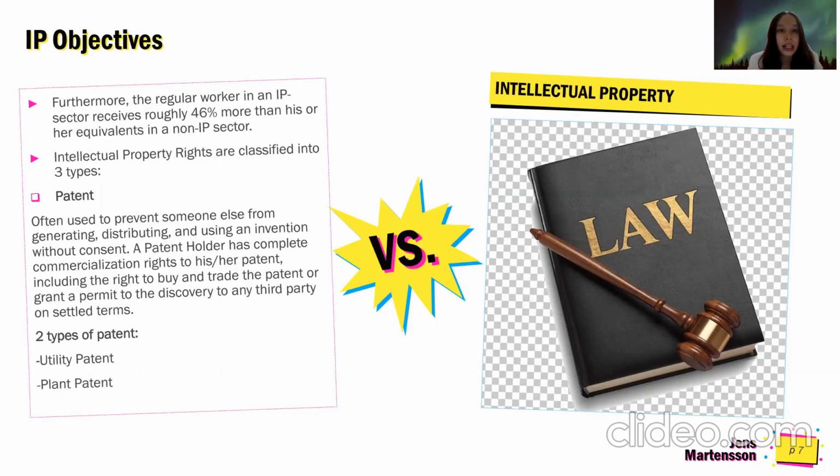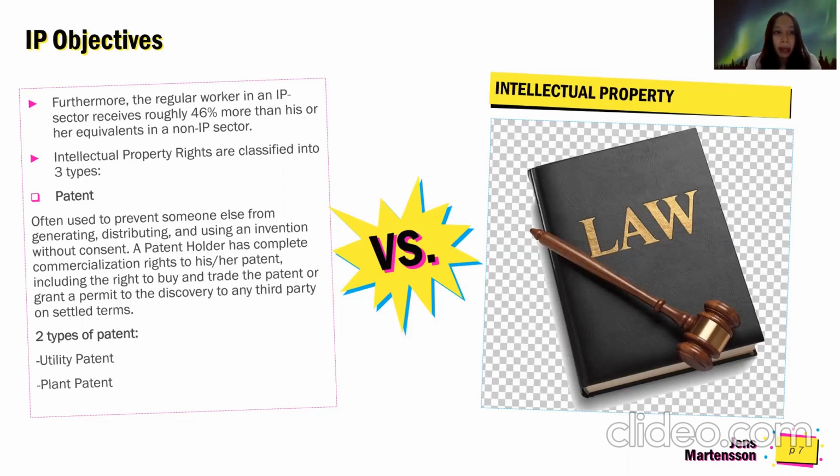Intellectual property rights are classified into three types. First is patent, often used to prevent someone else from generating, distributing, and using an invention without consent. A patent holder has complete commercialization rights to his or her patent, including the right to buy and trade the patent or grant a permit to the discovery to any third party on settled terms.